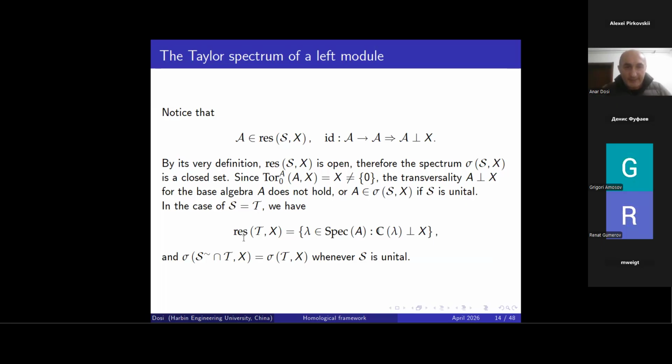Well, if S is just T, trivial modules, that's the definition of the resolvent set: all lambdas such that C lambda is in the transversality relation with respect to X. And this one happens when S is unit.